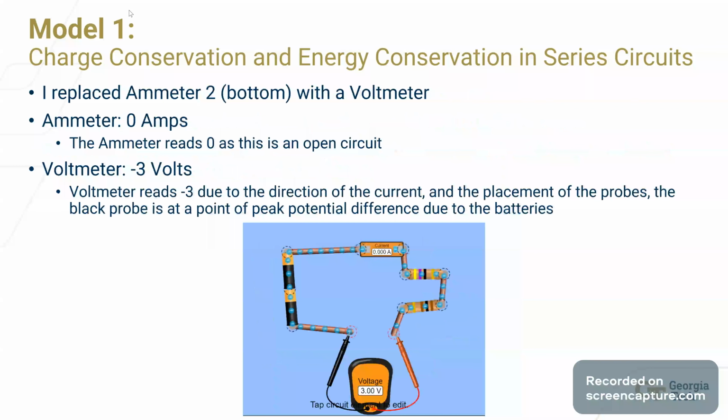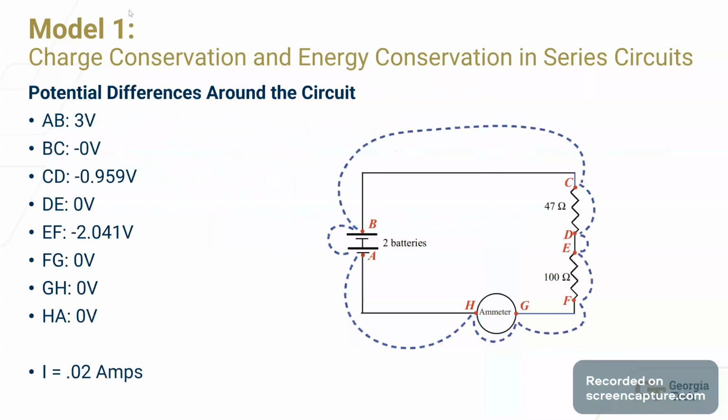Then I replaced ammeter 2 on the bottom with a voltmeter, and the ammeter read 0 amps because it's an open circuit. The voltmeter read negative 3 volts due to the direction of the current and the placement of the probes, where I placed the black probe at the point of peak potential difference due to the batteries. Then we used the voltmeter to see the potential differences around the circuit, where A to B was 3 volts, B to C was 0 volts, C to D was about negative 0.96 volts, D to E was 0, and E to F was about negative 2.04 volts. F to G, G to H, and H to A were all 0 volts, and the current I is 0.02 amps.